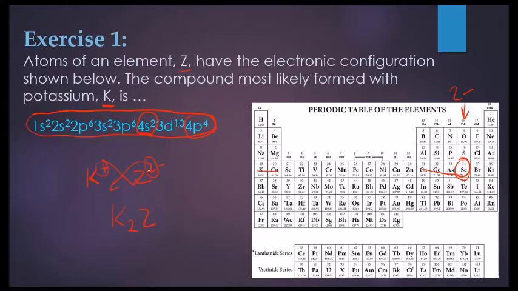But you can always check that. This is going to be 2 times +1, and this would be -2. So yes, it should add up to 0. Very good when writing the formula. So K2Z would be our compound. What compound would most likely form? That would be K2Z.